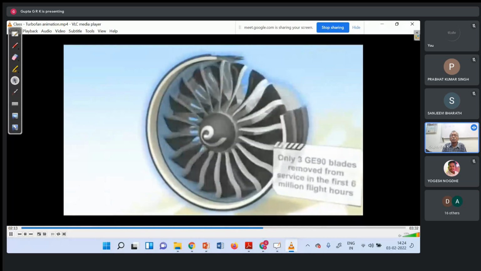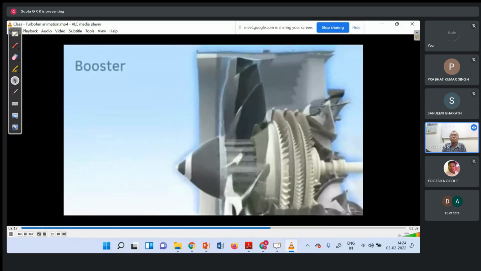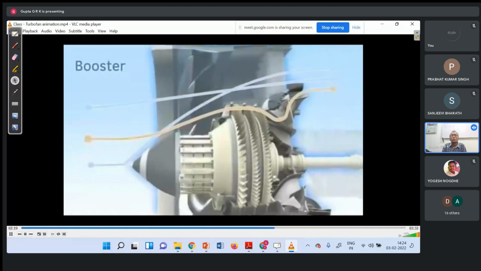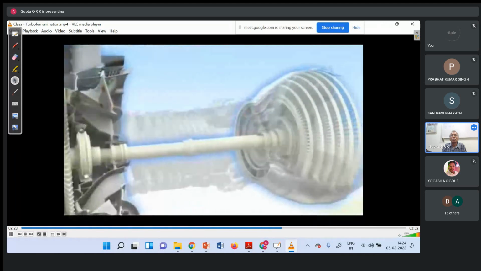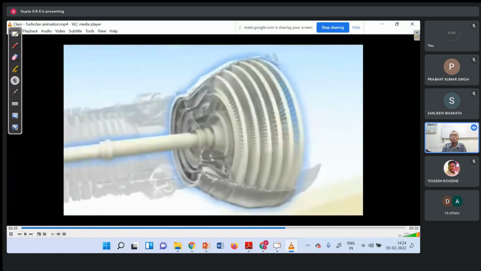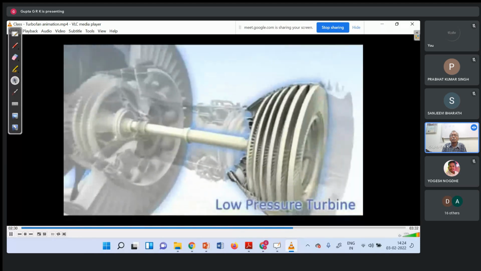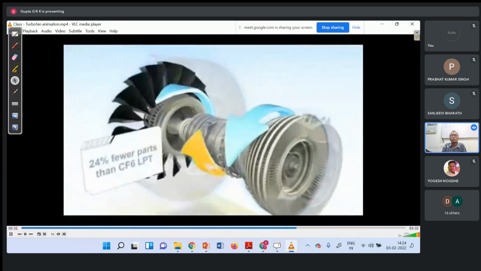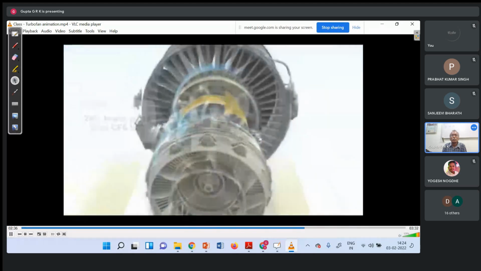As with many components in the GE NX, the booster incorporates the latest 3D aerodynamic improvements, as well as a debris rejecting system to keep foreign material from entering the compressor. The low-pressure turbine is an ultra-high lift design. This long-life, high-performance module rotates counter to the core, further improving efficiency and reducing the total number of parts used.